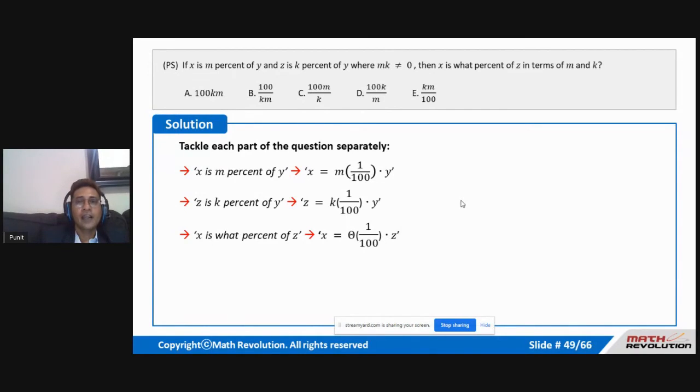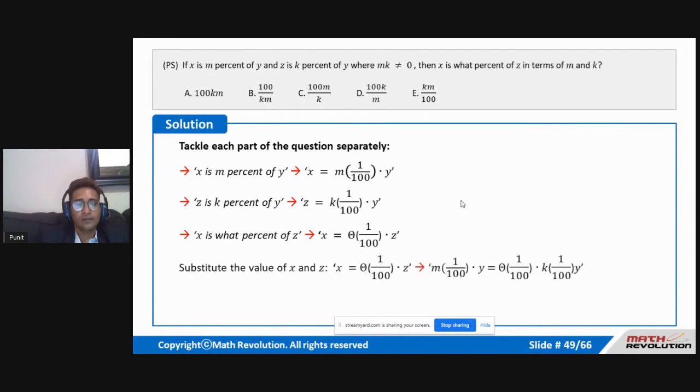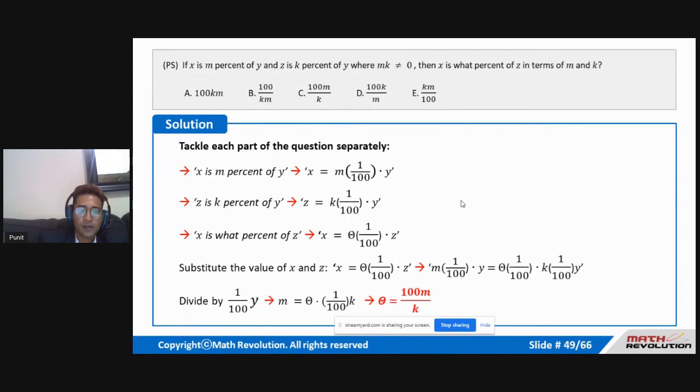Now when we need to find x is what percent, that means x equals theta times 1 over 100 times z. You can easily substitute the values of x and z. The 1 over 100 gets cancelled, y gets cancelled. The final answer becomes 100m over k. Yes, Deepak, Shashank, Sukanya. So that becomes 100m over k.